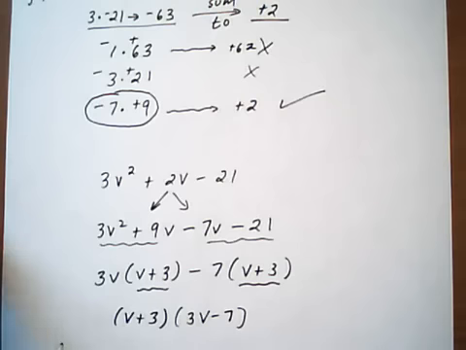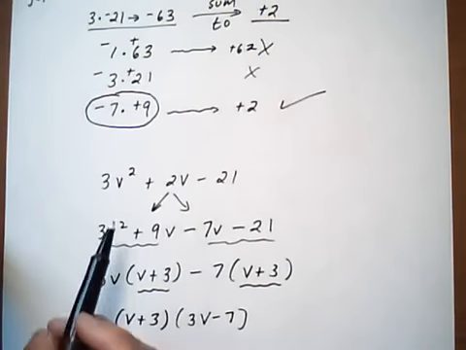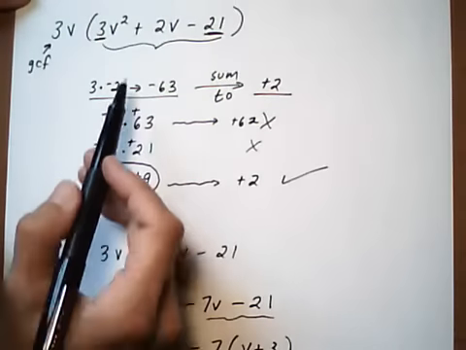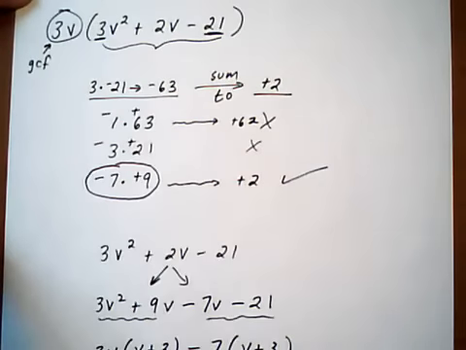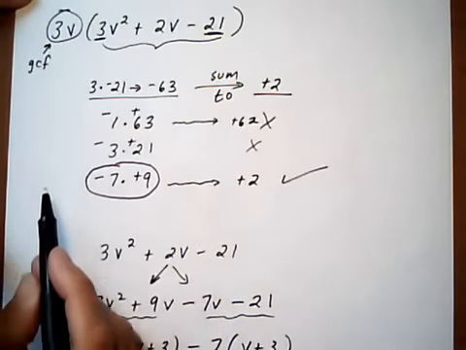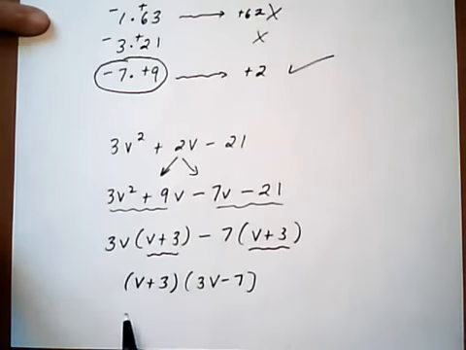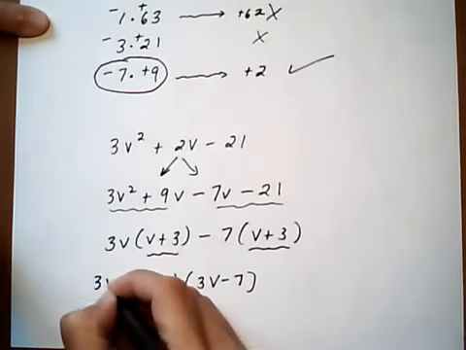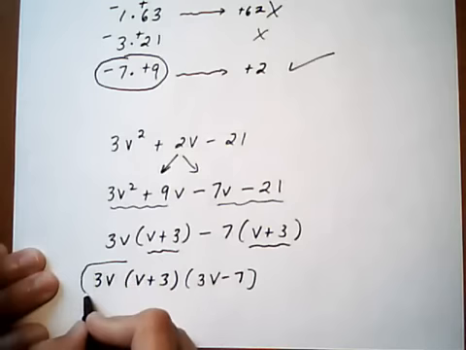And then we go back up to the top and find that GCF that we had. Right here. That 3v comes all the way down and goes in front of our factored trinomial, and that gives us our final answer.